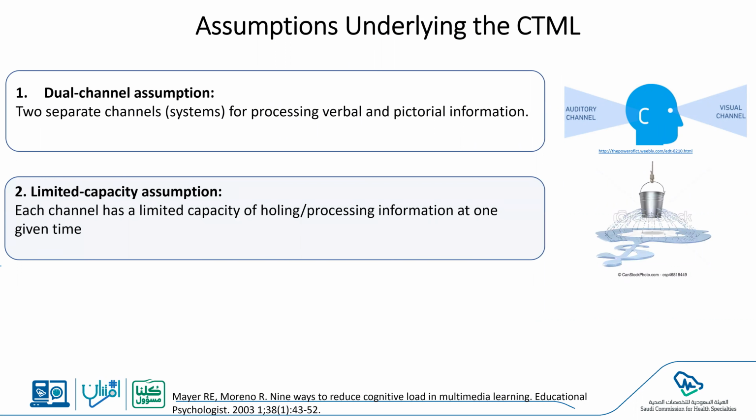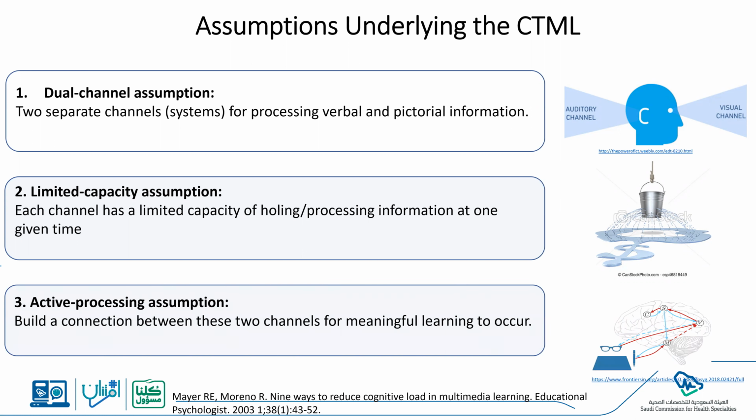The second assumption is called the limited capacity assumption. Each of these two channels has a limited capacity for holding and processing information at one given time. So whatever I'm telling you now, each of your systems, the visual and auditory, has only a limited capacity for understanding what I'm saying and seeing, and can process it for a certain time. And each one of you is different from the other.